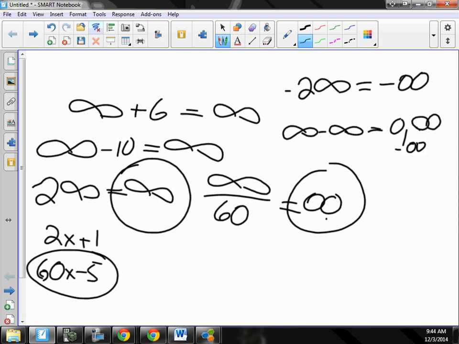Okay? But that infinity minus infinity is a little bit of a problem, just like what is 0 divided by 0? It depends on how big your 0 is. Some zeros are bigger than other zeros. And what I mean is, this is not the number 0.